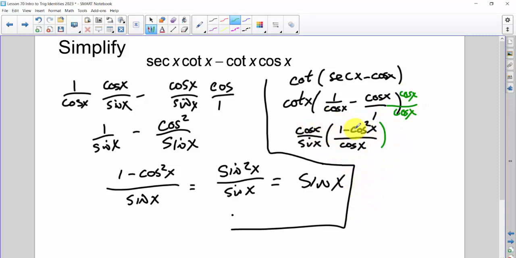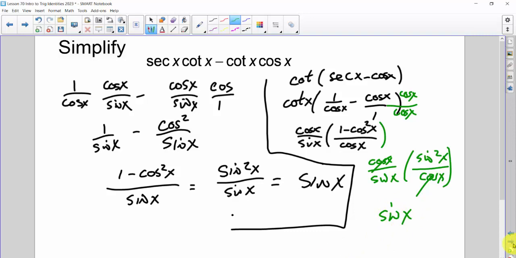Again, I know that this is sine squared of x, 1 minus cosine squared. You're still going to have that knowledge working for you. So this is sine squared of x over cosine of x. And there's a reduction again. The cosines go, one of the sines go, and I'm left with sine of x. So however you see it, I would go with it.